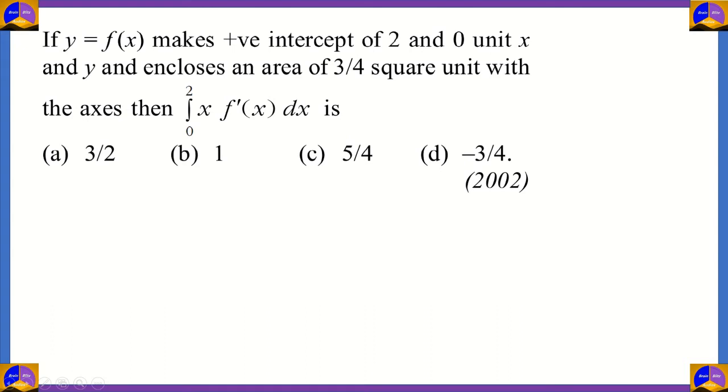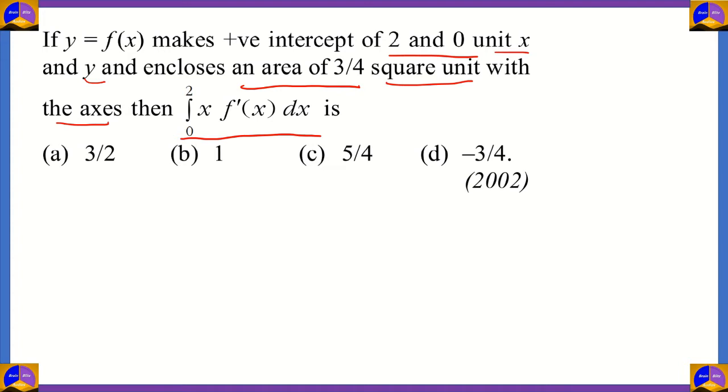Now, let's look at the next question. This question states, if y equals f of x makes a positive intercept of 2 and 0, unit x and y, and encloses an area of 3 by 4 square units with both the axes, then you need to find the value of integral 0 to 2 x times f dash x dx. So how do we solve this question?